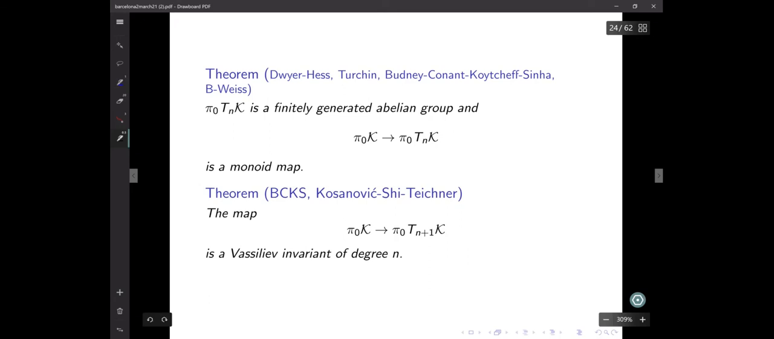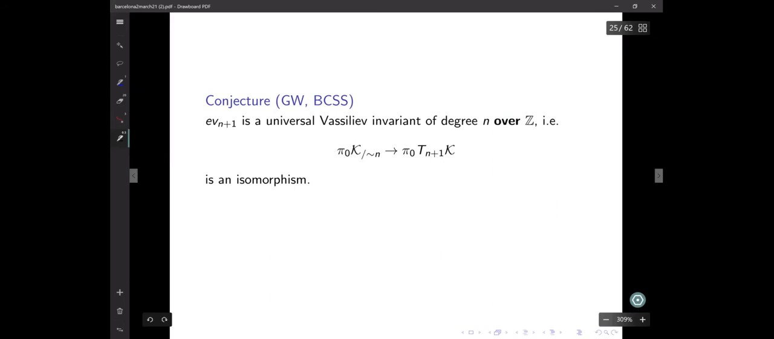The second important theorem connected to Vassiliev invariance is that the evaluation map to the n+1 part in the tower is a Vassiliev invariant of degree n. So this is due to Budney, Conant, Koytcheff and Sinha, and there's another proof by Kosanović, Shi, and Teichner. So we have a Vassiliev invariant of degree n, which is defined over the integers, right? And so there was a sort of conjecture, which says that this could be the universal invariant over the integers, this evaluation map. Which is to say that the map from the n equivalence classes to Tn plus one is a group isomorphism.